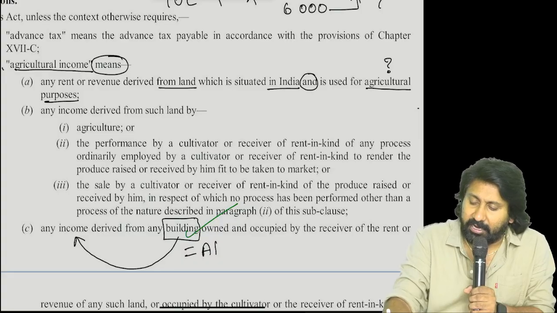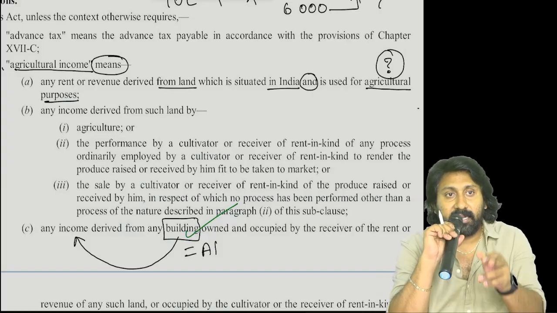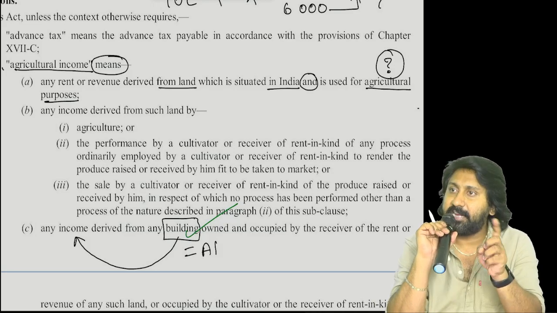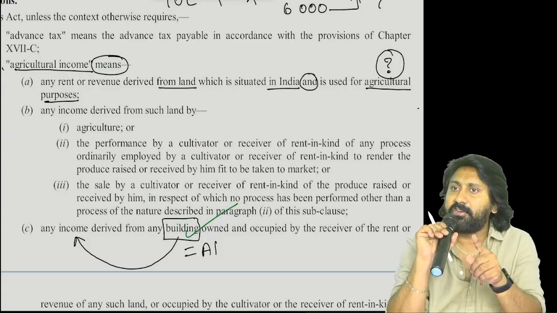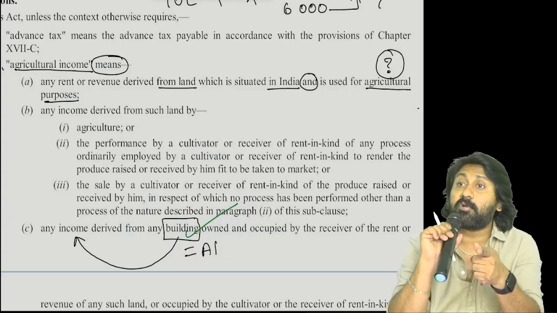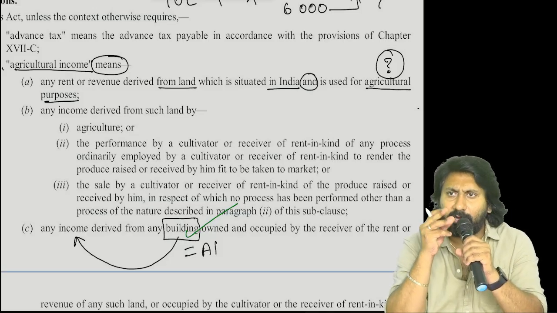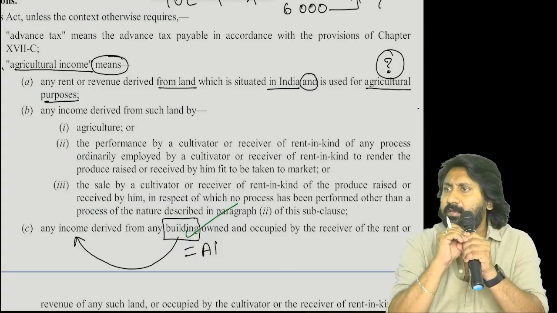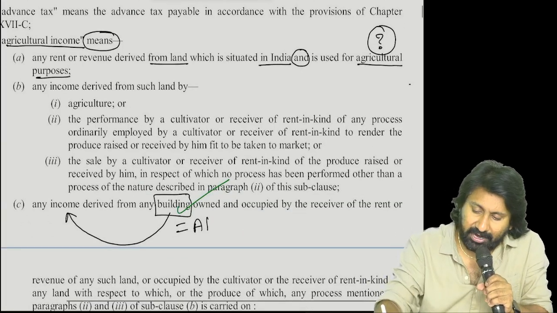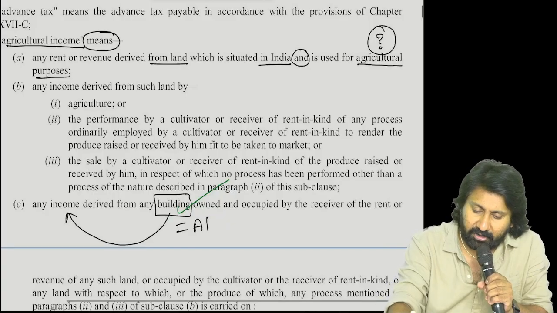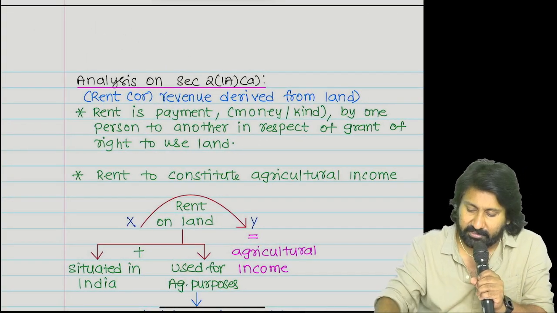What do you mean by agricultural purpose? This we did not define. We said that if there is a land situated in India used for agricultural purposes, then any rent or revenue derived from such land will be treated as what income? Answer: that is understandable. But what do you mean by agricultural purpose? Question will arise or not? So for that we need to understand what exactly we mean by the concept of agricultural purpose. For that I have written some analysis.